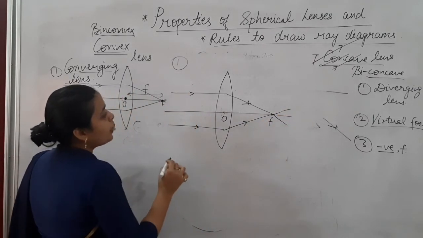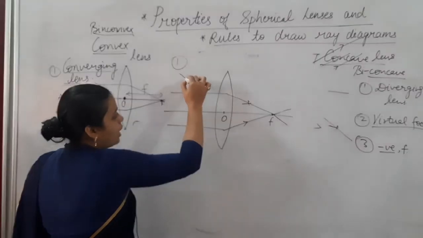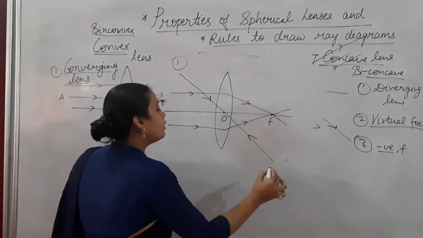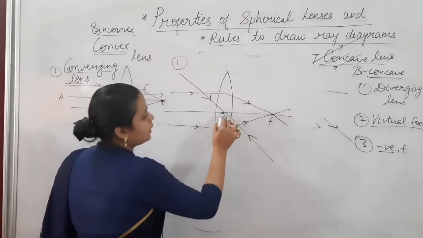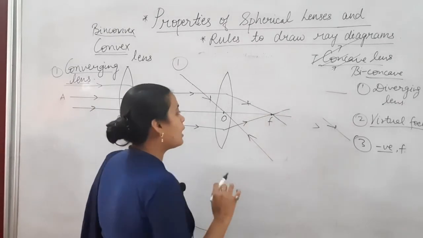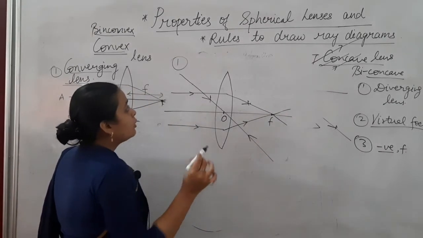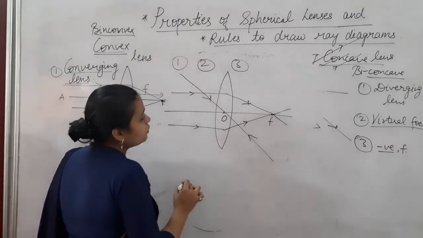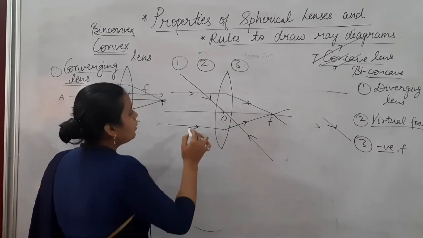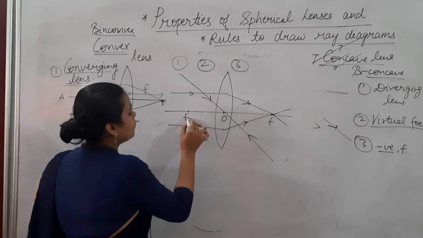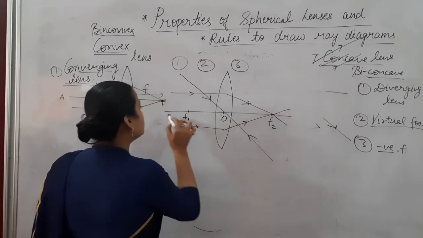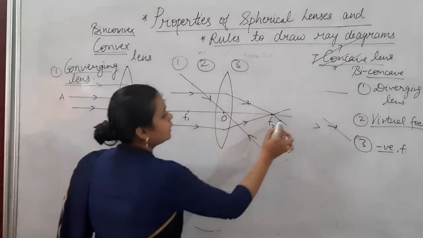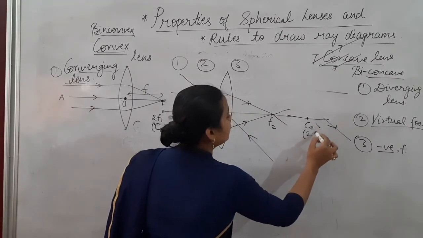Second rule says that if any of the light ray will pass through optical center, it will move back with the same path, means it will retrace its path. That was the rule number 2. Third rule is that if any of the light ray will be passing through focus, here also we will have focus 1, this side we will have focus 2, this side we will have 2f1, or same we can consider C1, this side we will have C2 or 2f2.